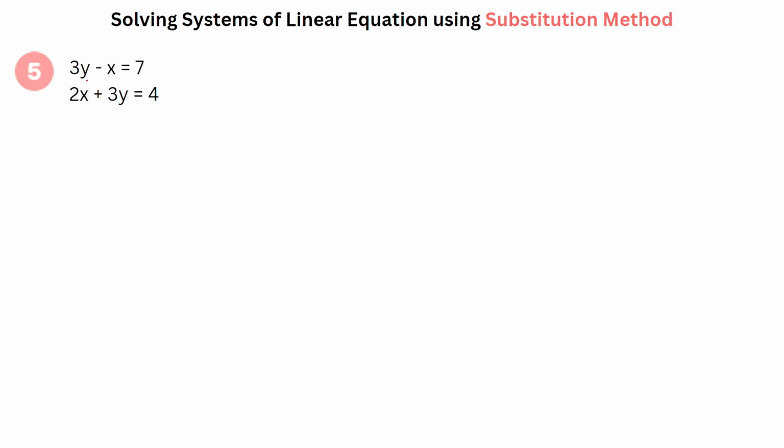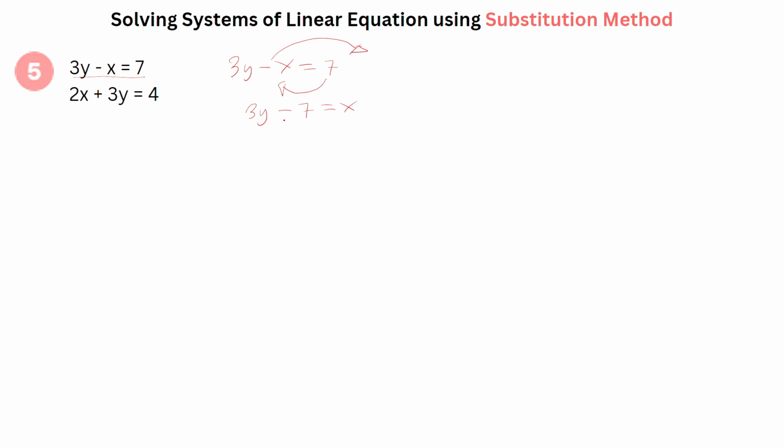I'm going to select here the first equation, 3y minus x, for the substitution. Let's say I will transpose negative x to the right side, so that it will become positive. And then if I transpose 7 here, what's going to happen? We will have now 3y minus 7 is equal to x. Do you see what happened? Negative x becomes positive, positive 7 becomes negative.